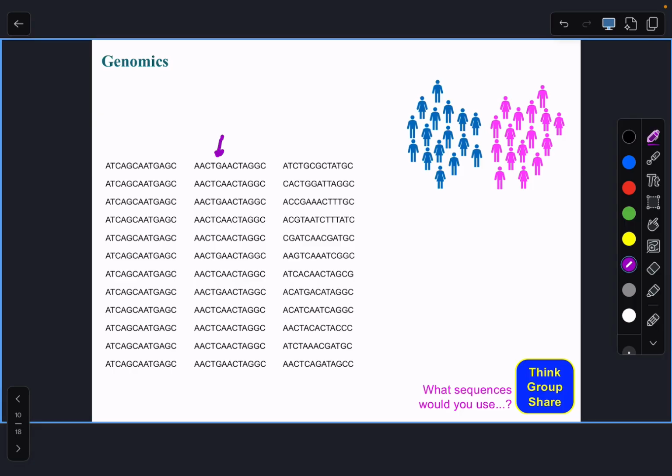More options, more diversity, right? More differences. So column 3 may be better to detect changes that are associated with not having the condition or having it.